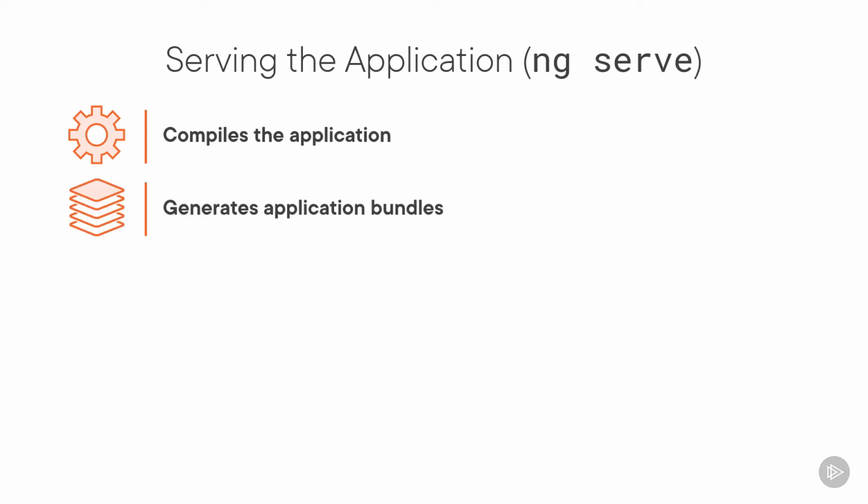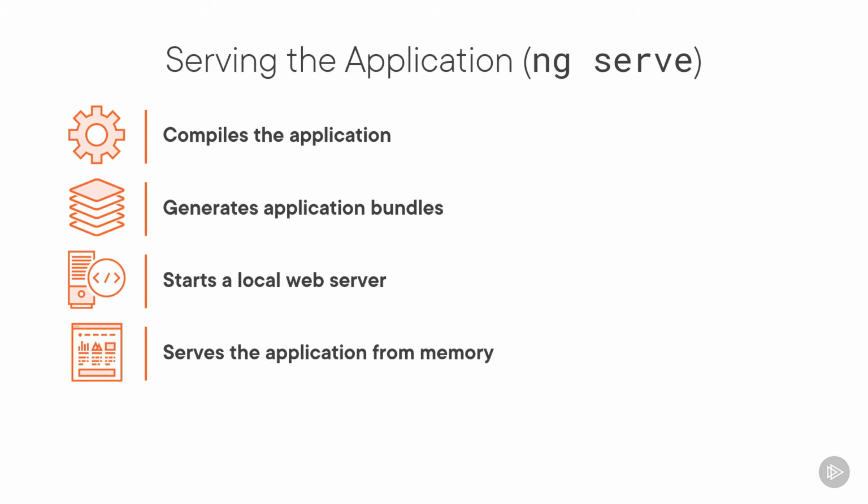Once we have a generated application, the first thing we may want to do is run it. We do that with the ng serve command. The ng serve command compiles the application, turning our templates and TypeScript code into JavaScript. It generates application bundles from that JavaScript. It starts a local web server that listens on port 4200. It serves the application from memory and rebuilds when we change any files. Let's see the command in action.